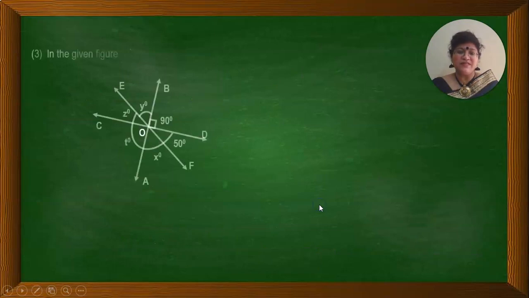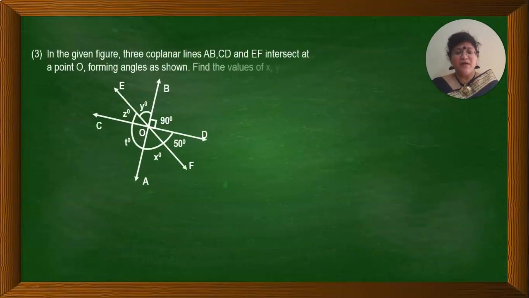Now this is another question pertaining to lines and angles. In the given figure, there are three coplanar lines. Coplanar lines are lines which intersect at one point. That is, here they are intersecting at point O. That means all these lines are straight lines, and you have to find out the value of these angles. So you will use the property that vertically opposite angles formed are congruent. So here, if this angle is 50 degree, you know that Z is vertically opposite to it, so Z will be 50.